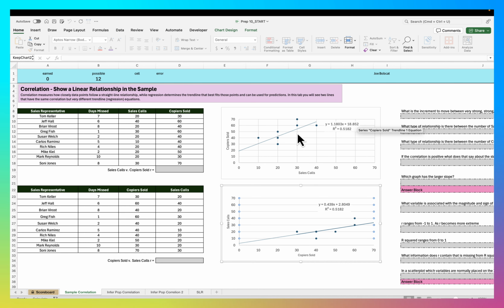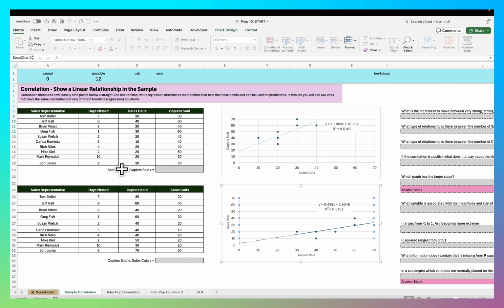So let's back up and start with correlation, which is, again, how well the dots line up with the line. So correlation measures how closely data points follow a straight line relationship, while regression determines the trend line that best fits those points and can be used for predictions. In this tab, you will see two lines that have the same correlation but very different trend line or regression equations. So as you can see here, well, actually you can't see here yet because we haven't put the correlation on, so let's wait until we do.